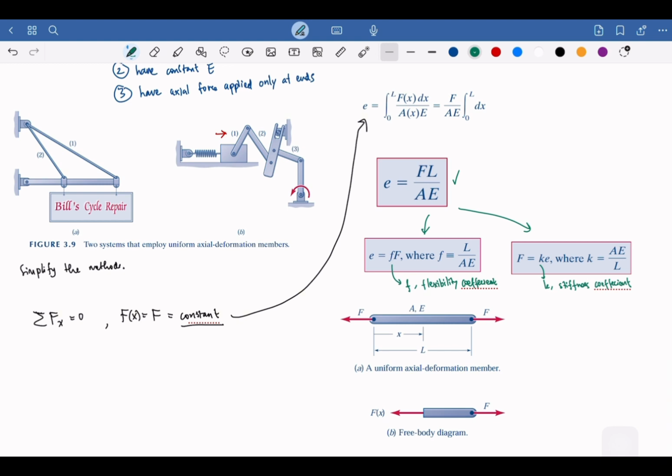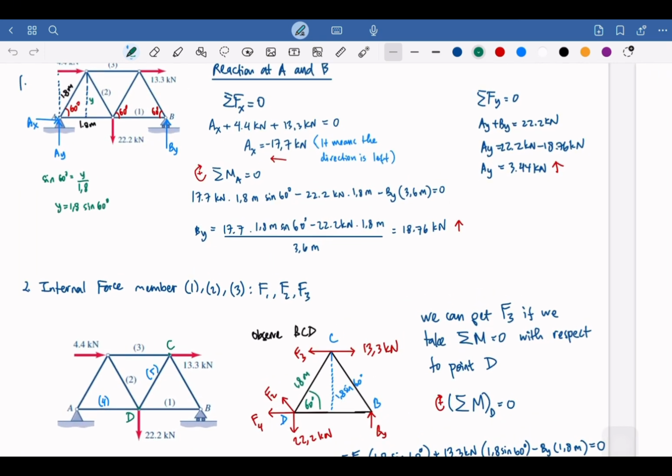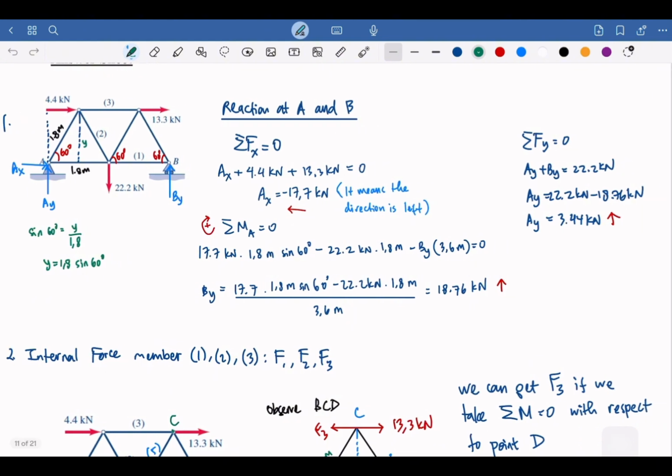Okay, I think for axial deformations, I will just go through up until here. Let me go through your quiz, I think, so that I can prepare some assignments for you. So let's go through this. I think this is your quiz, right? Okay.